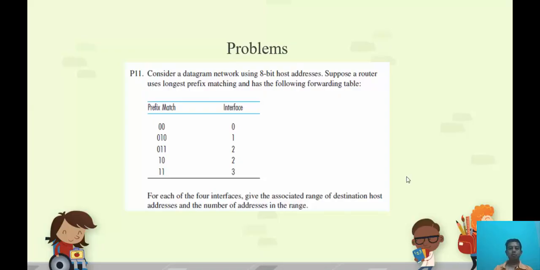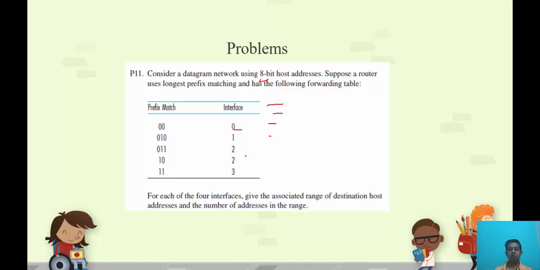Now these are some of the problems from your textbook which you should attempt. A particular forwarding table is given, and you are also given that the addresses are of 8 bits. So this router uses the longest prefix matching technique, and given this forwarding table, you should give for each of these interfaces the associated ranges of destination host addresses. Associated ranges means, because the size is 8 bits, you have to tell that from this address to this address, the interface is 0, from this address to this address, the interface is this, and so on.